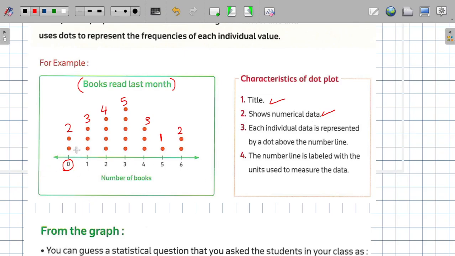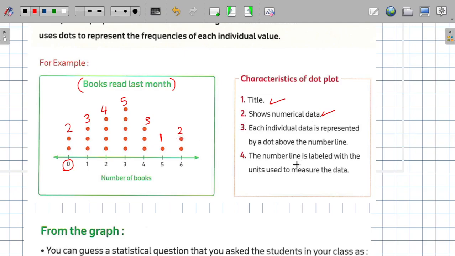Okay, and I will put dots above every number to represent the frequencies of each individual data. Okay, so each individual data is represented by a dot above the number line. So the number of repeating times of 0 is 2. Here I have 3. Here I have 4. Here I have 5. Here I have 3. Here I have 1. And here I have 2.